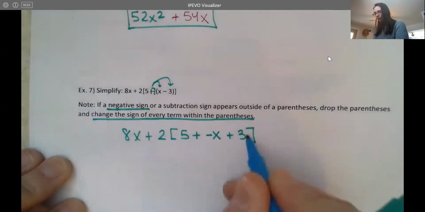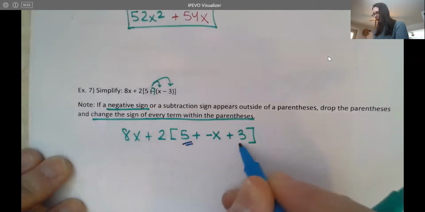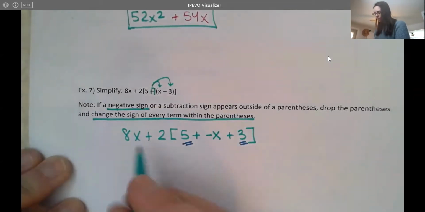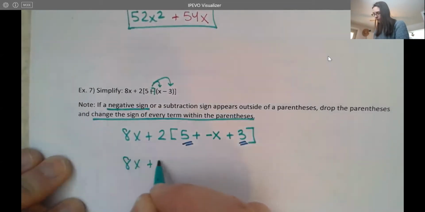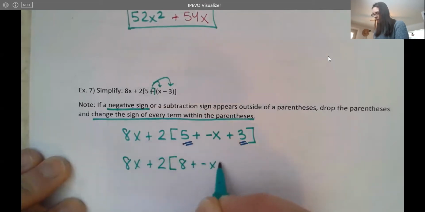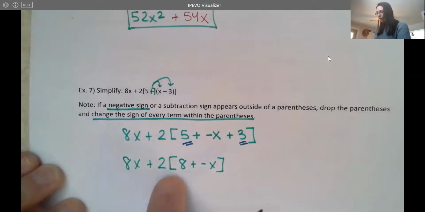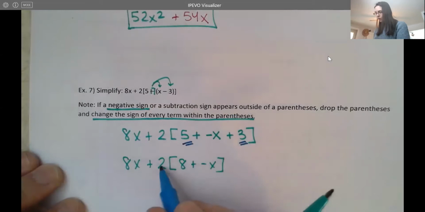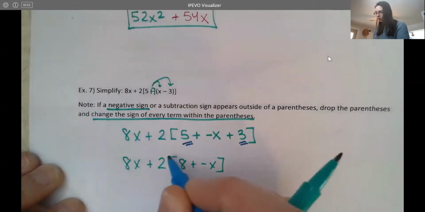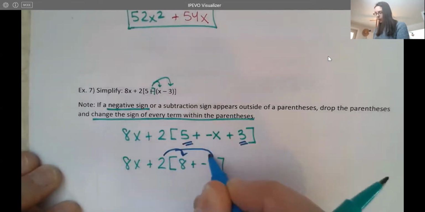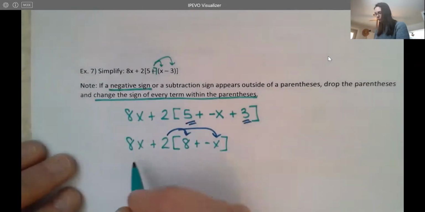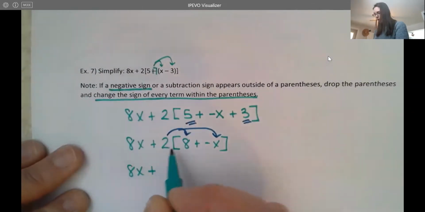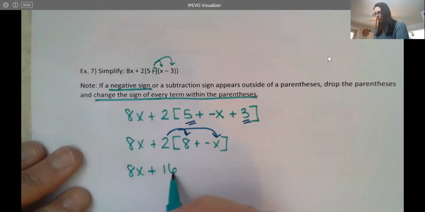Now I am going to clean up inside my brackets first because I do actually have like terms in this case. 5 plus 3 is 8. And again, this looks a little funny because it's a bracket, but they work the same way as parentheses. So if I have a 2 touching the brackets, this is multiplication. I'm going to apply that distributive property. 2 times 8 is 16.